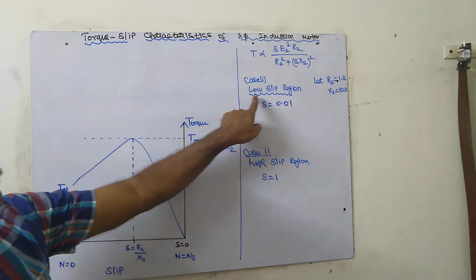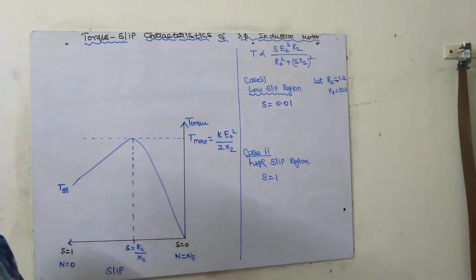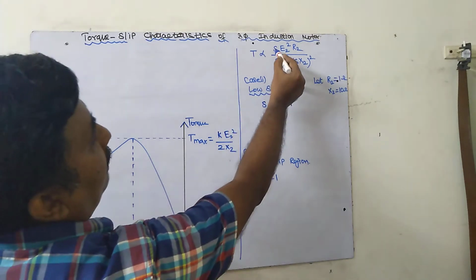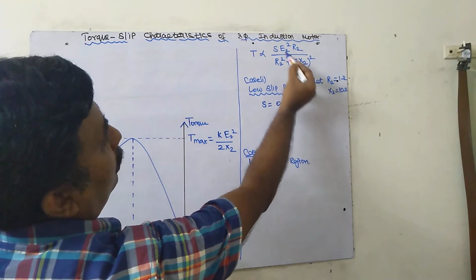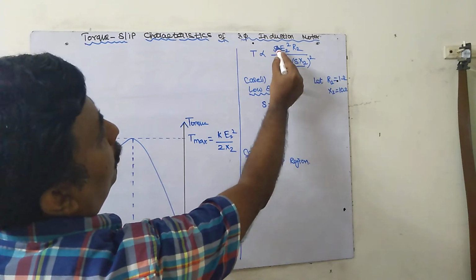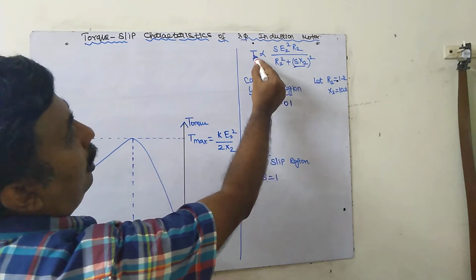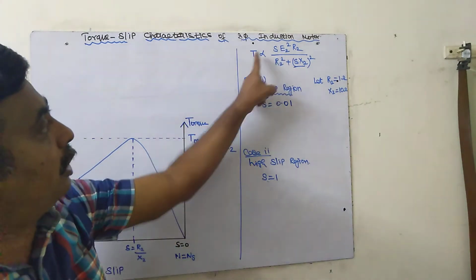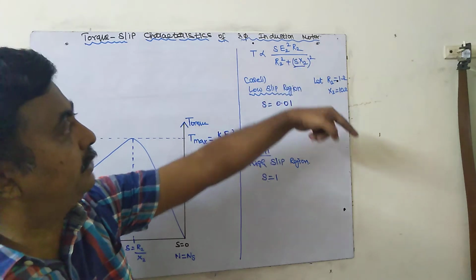First I am taking case 1, the low slip region. In the low slip region, first let us see what will happen when slip equal to 0. When slip equal to 0, this will become 0, so the numerator will be 0 divided by R2 square. So torque will be 0, and it will start at the origin.